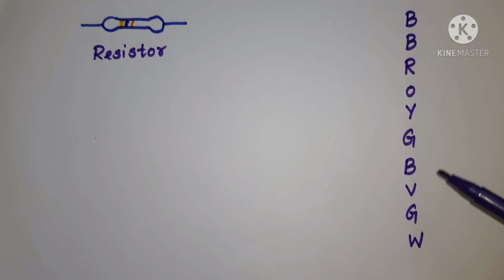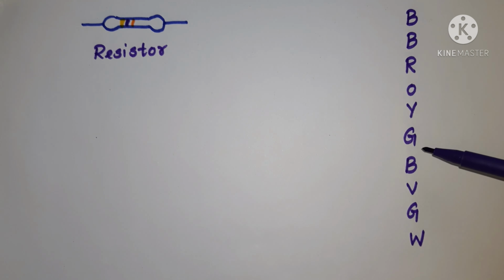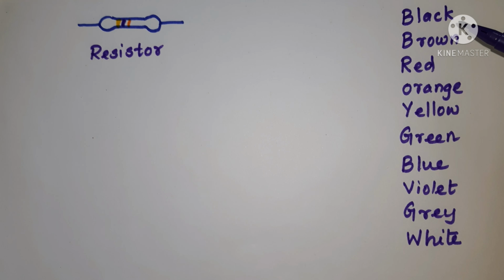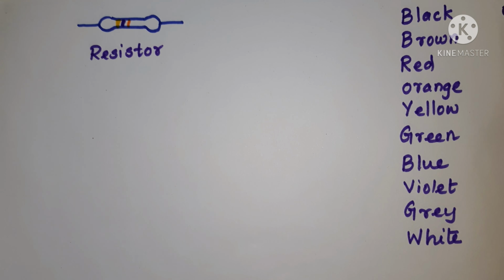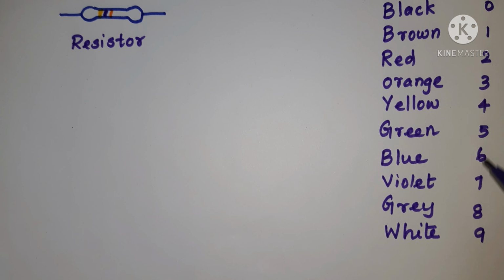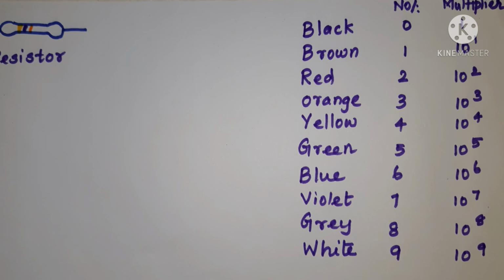Here we use a mnemonic. B.B. Roy of Great Britain had a very good wife, to find the color sequence of the resistor. That is black, brown, red, orange, yellow, green, blue, violet, grey and white. Their corresponding numbers are 0, 1, 2, 3, etc., up to white, which is 9. And the next one is the multiplier. This will be for black, 1. And then for brown, it is 10 power of 1. Likewise, for white, it is 10 power of 9.